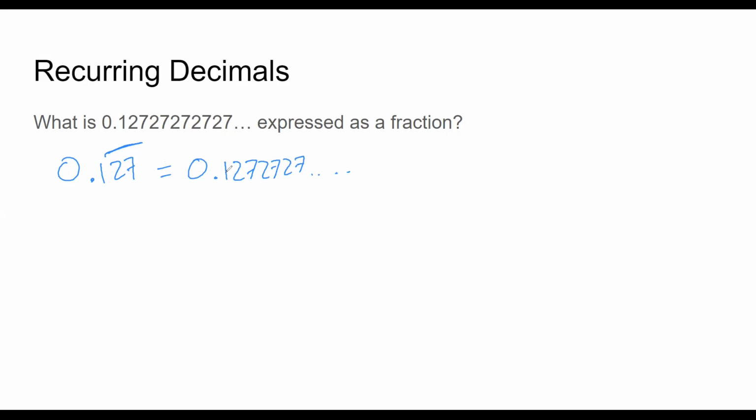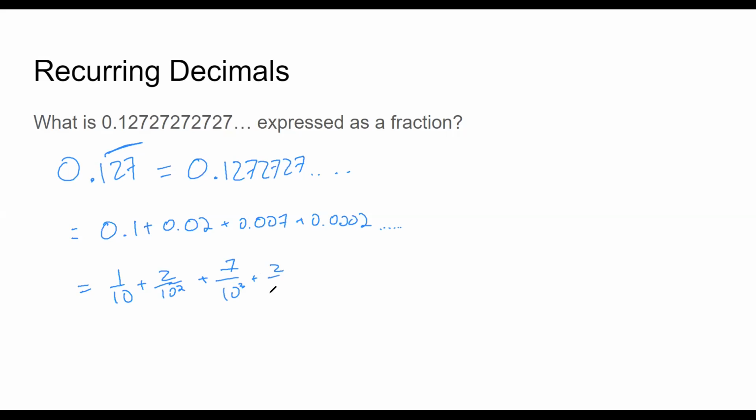So let's split this into smaller fractions. Let's say this is equal to 0.1 plus 0.02 plus 0.007 plus 0.0002, and so on. And if you express these as fractions, you'll get 1/10 plus 2/100ths, or I'll write 2 over 10 squared, plus 7 over 10 cubed, plus 2 over 10 to the 4th, plus 7 over 10 to the 5th, and so on. Yeah, it goes on.